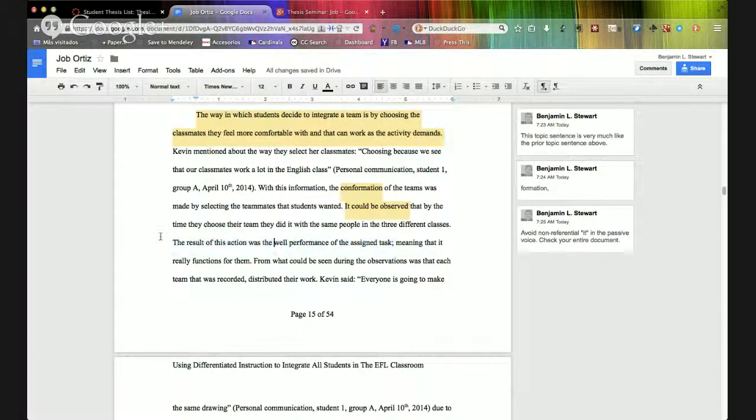So here you say the result of this action was well performance of the assignment task. What evidence do you have to support that because they chose their own teams that they performed well in the assigned task? It was from the observation that only those teams finished on time. Okay, so present that evidence, as a picture, however you present it someplace. You haven't presented that they finished on time.